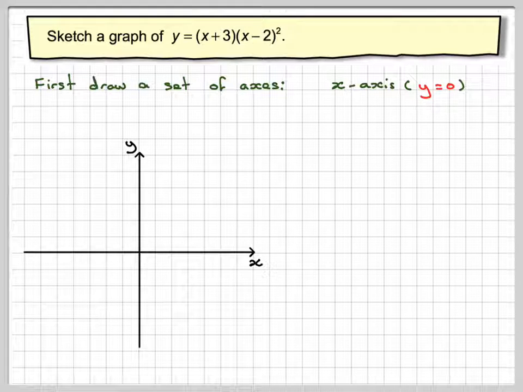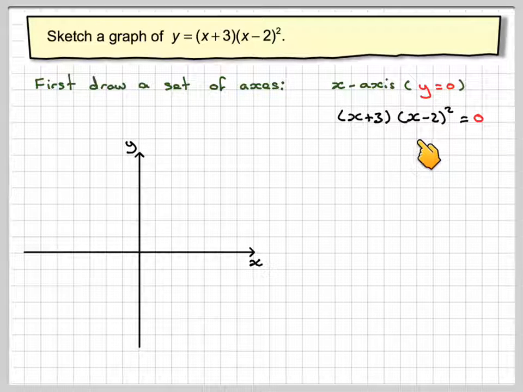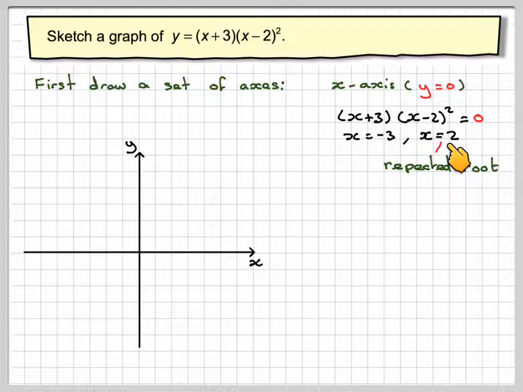If we look at the x-axis, y is equal to 0 on the x-axis. So if we take the factorised version, (x plus 3)(x minus 2) squared is equal to 0. That means x is equal to minus 3 from that one, and x is equal to 2. But this is a repeated root, so it's x equals 2 twice, and we'll have a look at what that means in a minute. Plotting those points on, that's minus 3. You just need to roughly put them in the right place.